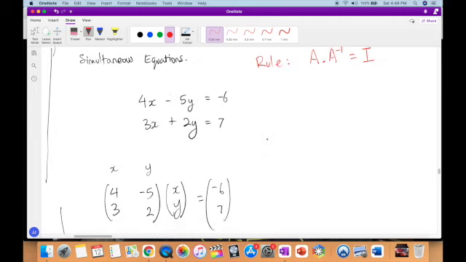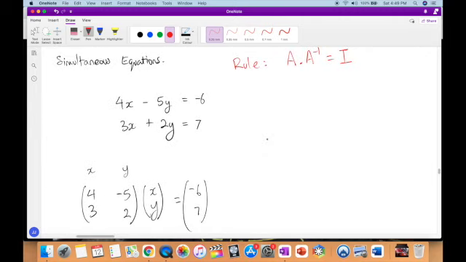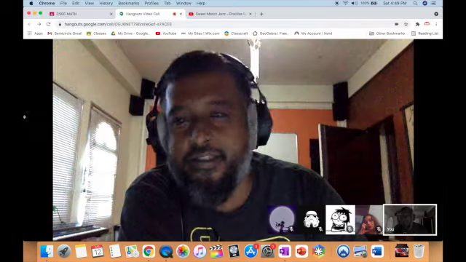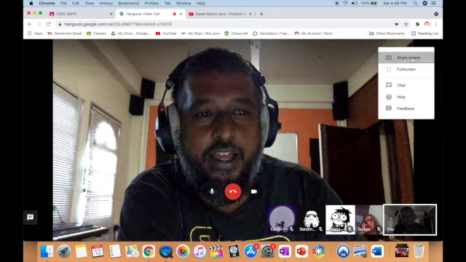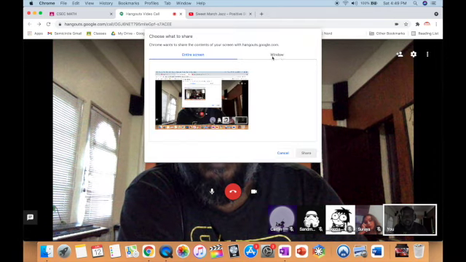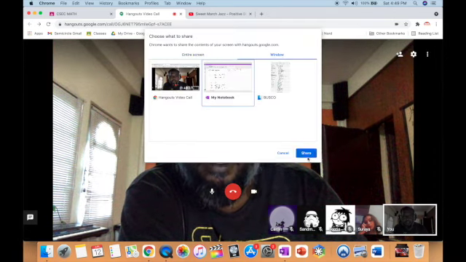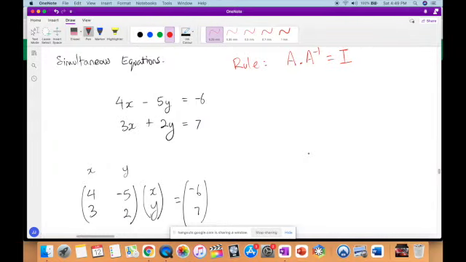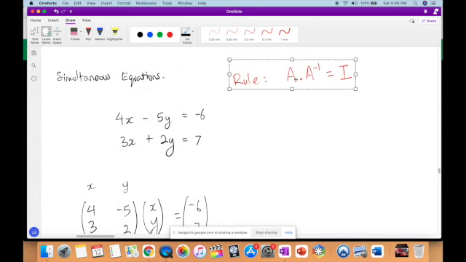Simultaneous equations. Oh no, we all know how you all love simultaneous equations. And I'm saying that like I shared the screen, and I did not share the screen. Boom! Simultaneous equations, right? So, solving simultaneous equations using matrices.